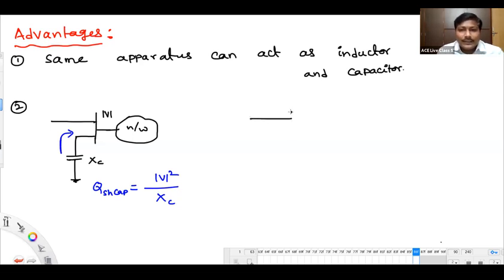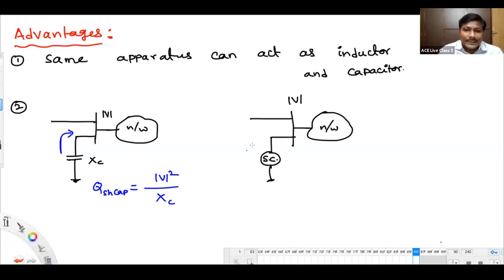Similarly, this is a bus bar to which we have connected the synchronous condenser, and this is some network with a terminal voltage of mod V. Now tell me, what is the expression for the reactive power injected by the synchronous condenser? We have derived it: mod V by XS into mod E minus mod V. This was the expression.